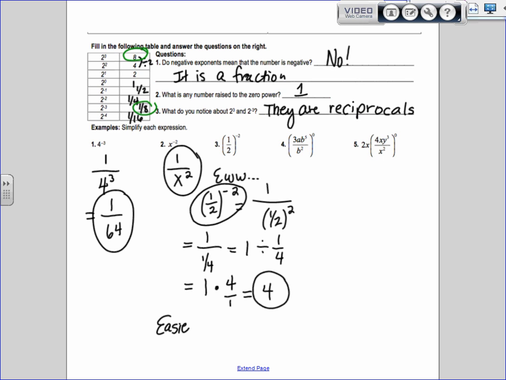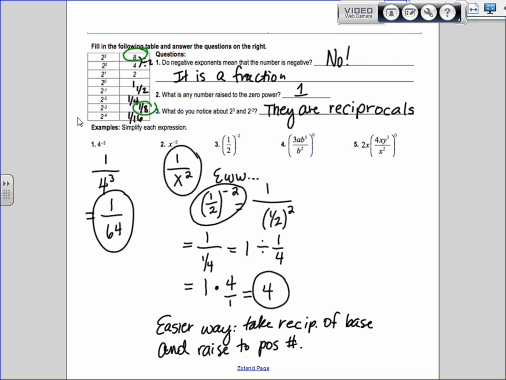So, an easier way: take the reciprocal of the base and raise it to the positive power. Basically, if I have 1/2 to the negative 2, you can take the reciprocal of the base. So you can make it 2 over 1 and raise it to the positive 2. 2 over 1 is 2. 2 squared is 4. Done. Wasn't that much easier? Much better than that gross, nasty, divide by fraction stuff.